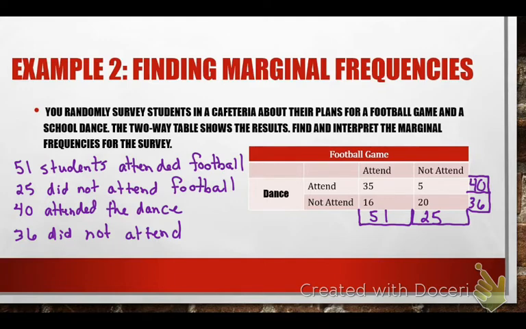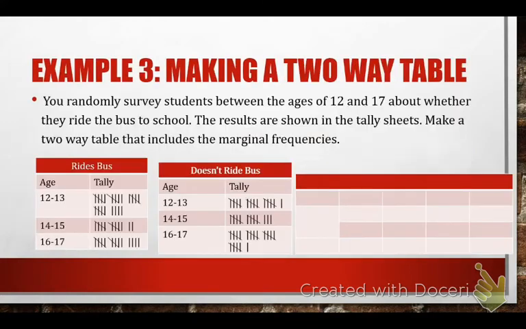Okay, so any questions on marginal frequencies? This part is going to be on your next quiz and test also. The last thing we're going to do is check the total. It does add together to be 76, but you don't have to. That's a way you can check if you're right. All right, so I'm not going to ask you to make your own table.